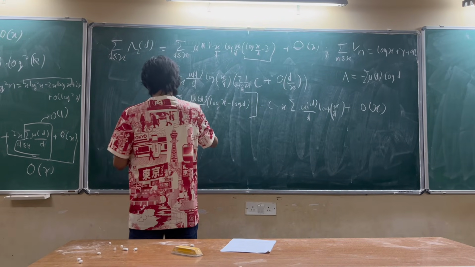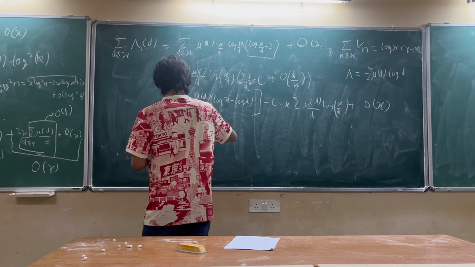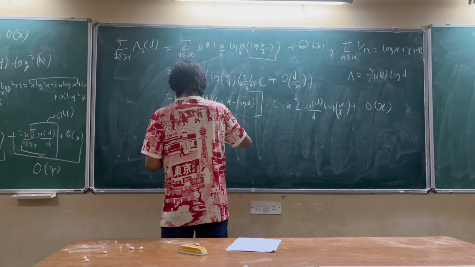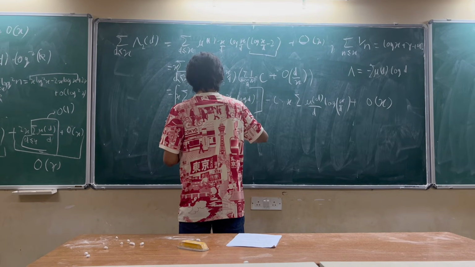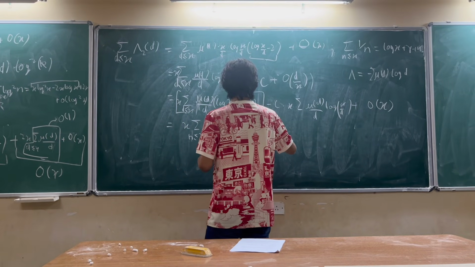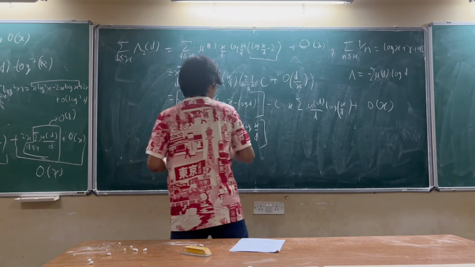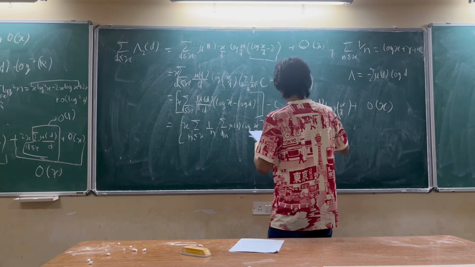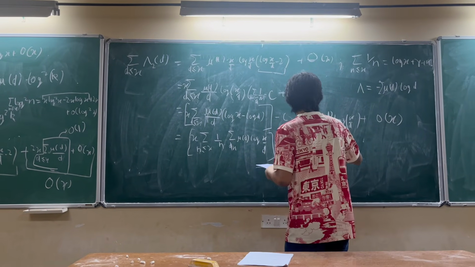Then I can further resolve this as x times the summation over n, where n is an integer, of the summation over d dividing n of mu d log x by d. This is just the first term that we are looking at, and the second term is this. This I can write as c times x, and this stays the same.